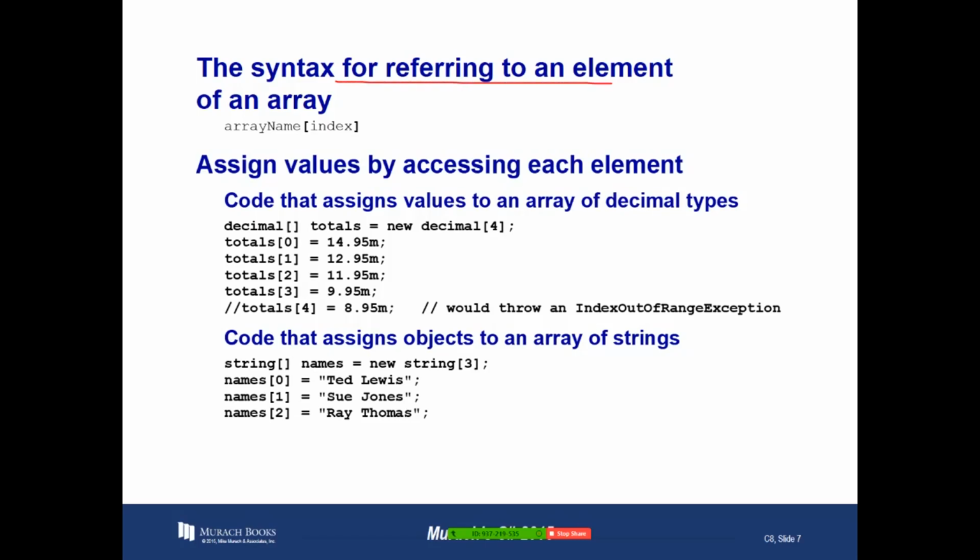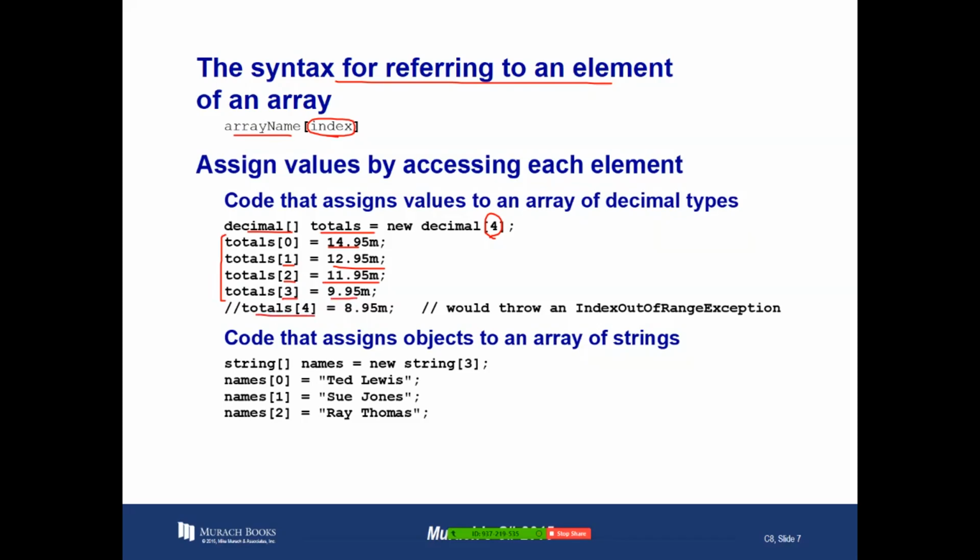The syntax for referring to an element of an array is the array name and then the index that we're referring to. So if we declare a decimal array named totals, and it has 4 elements in it, here's how we can assign values. Here we're setting the first element to 14.95, the second element to 12.95, the third element to 11.95, and the fourth element to 9.95.